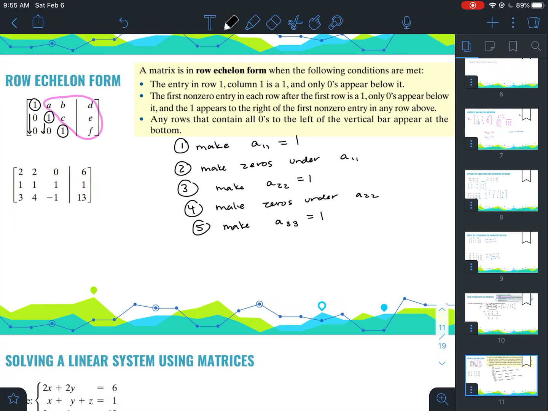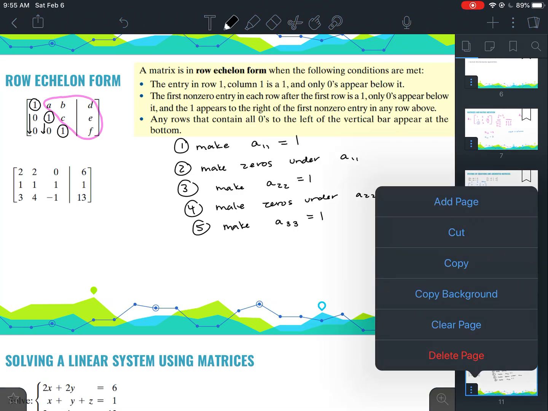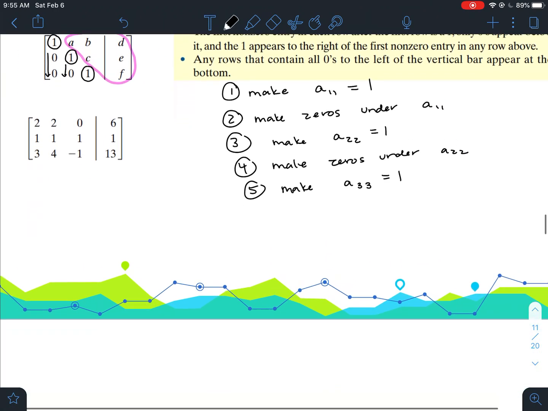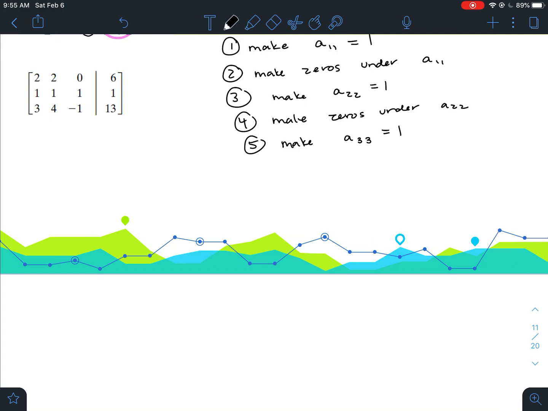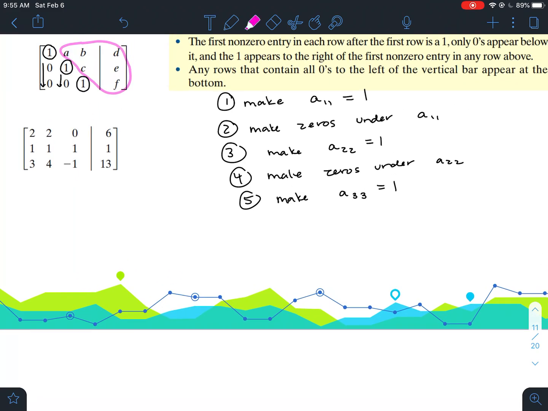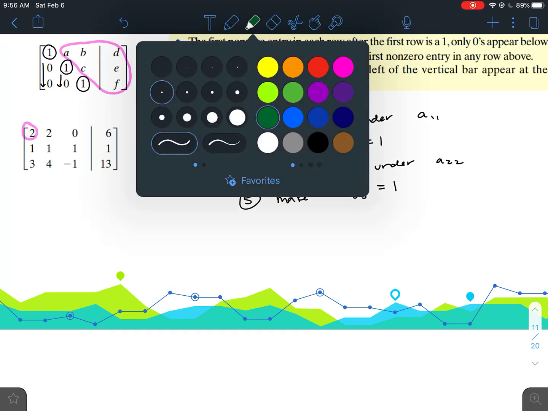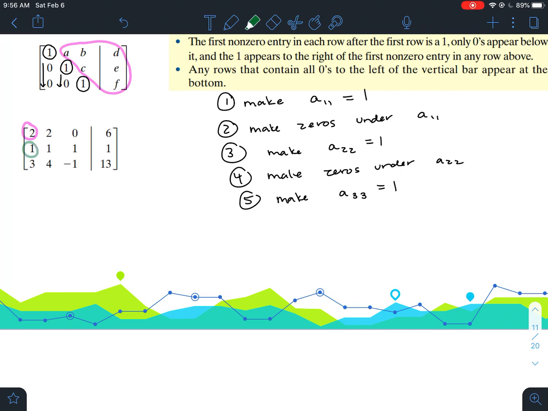So remember, you can add 2 rows together, you can subtract 2 rows, you can multiply a row by any number, and you can interchange any rows. So we're going to take that matrix, and we want to make the first entry 1. Well, right now, the first entry is 2. Do you see any 1s as a first entry? Yeah. In row 2, the first entry is 1.